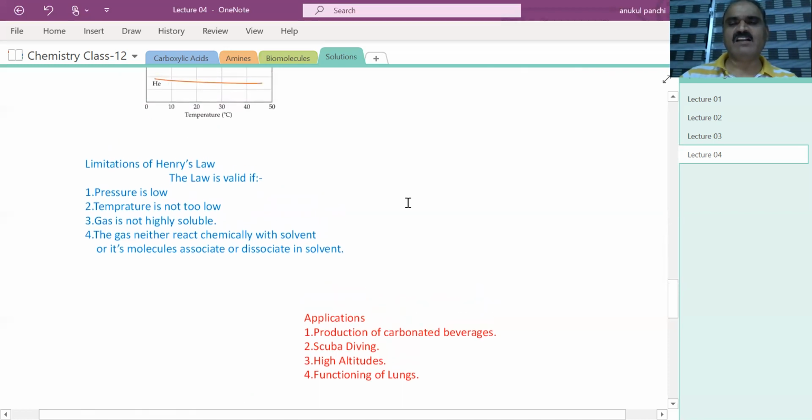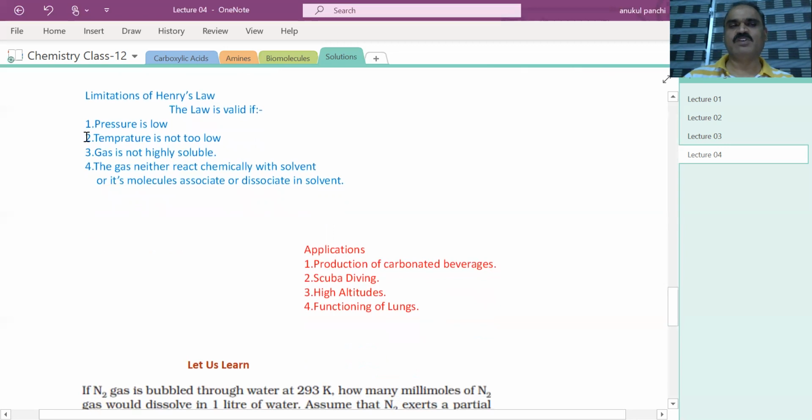Okay. So Henry's law is applicable under these conditions. Pressure should be low, temperature should not be too low, the gas should not be highly soluble, and the gas should neither react chemically with the solvent nor its molecules associate or dissociate in the solvent. So these are the four conditions which are necessary for a gas and liquid solution to follow Henry's law. Now, applications of Henry's law.